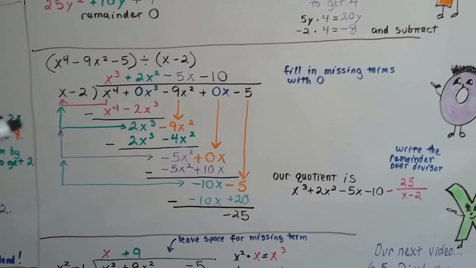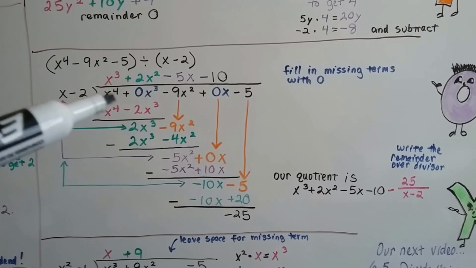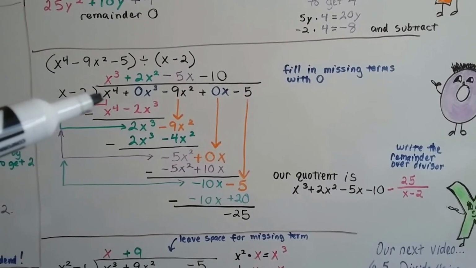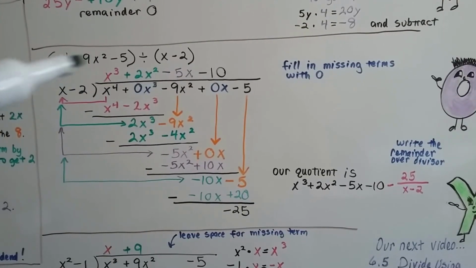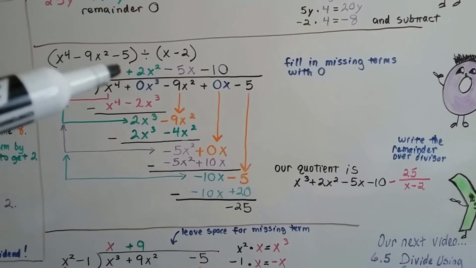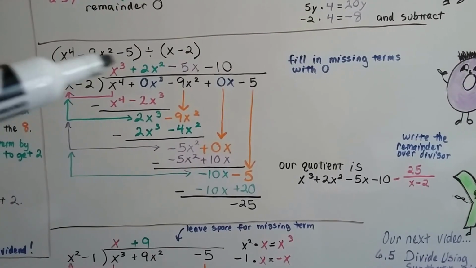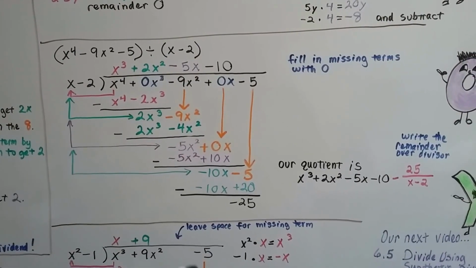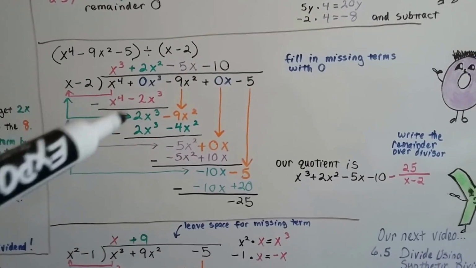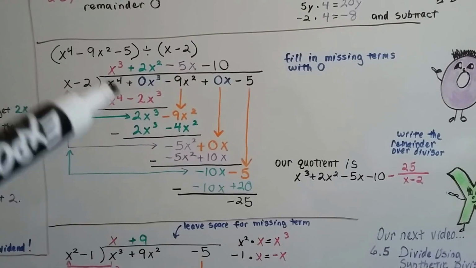We're going to write our dividend and our divisor, and we're going to do the same thing we did before. We're going to ask ourselves, with this first term and this first term, x times what would give us x to the 4th? That'd be x to the 3rd. We do the multiplication and get our x to the 4th. We do our multiplication for the second term, x to the 3rd times negative 2, and get negative 2x to the 3rd. That is an additive inverse, so the x to the 4th is gone.